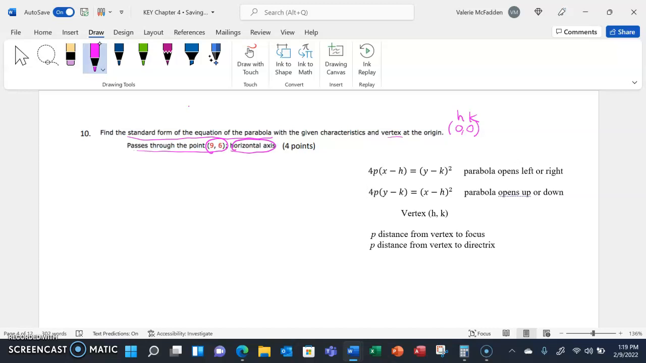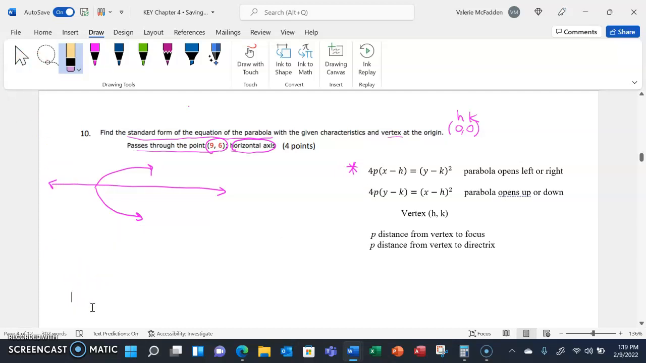So in other words, it must be a horizontal parabola if it has a horizontal axis of symmetry. Parabolas that open left-right take on this format. Parabolas that open up-down take on this format. So we're going to be using the first one, where the y's are squared and not the x's.